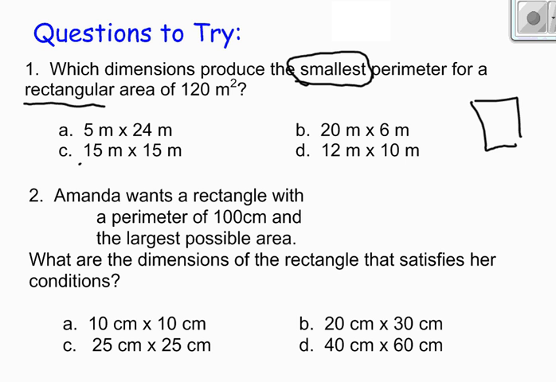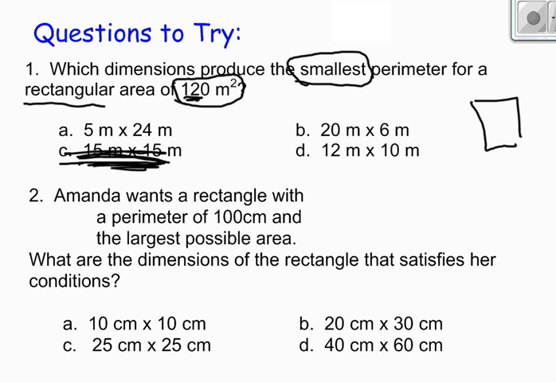Do not think that therefore the answer is C, because C is a square. You're right, C is a square, but look what I said. I said you have to have an area of 120 meters squared. What would the area of this rectangle be? 15 times 15 is not 120. So C, even though it's a square, does not have the right area. Oops, I hope you didn't answer that one.